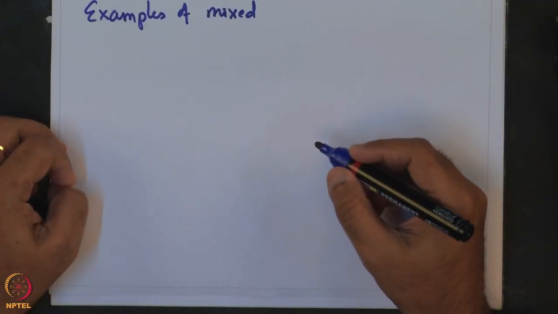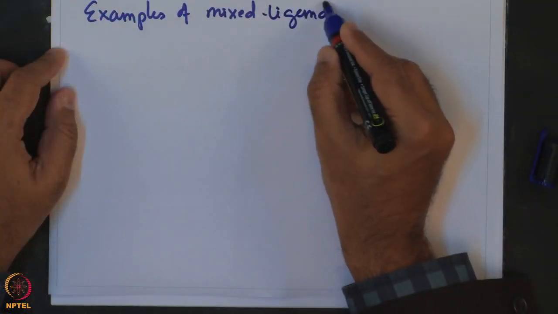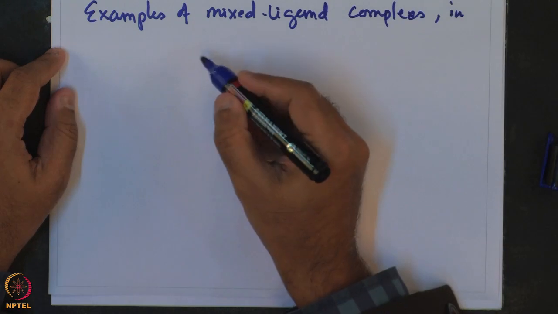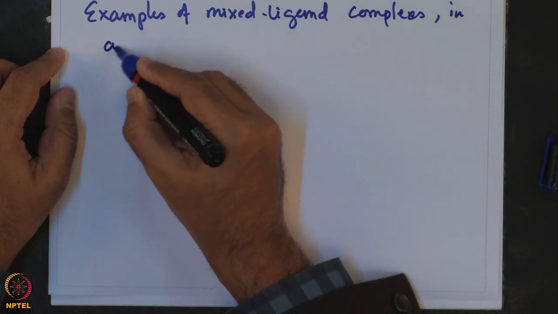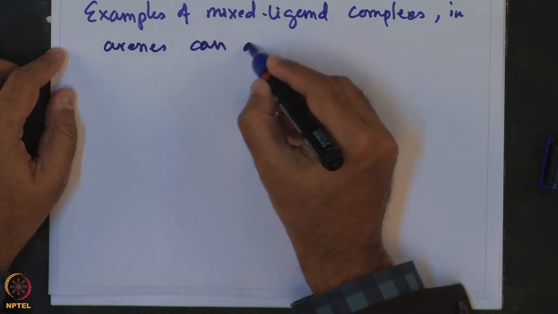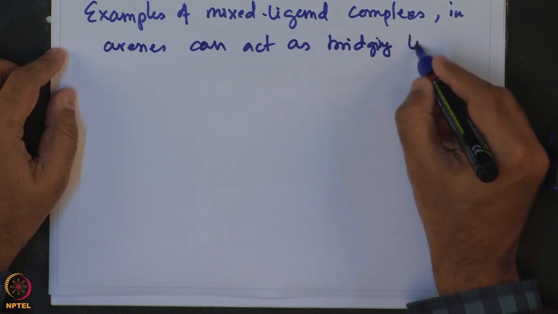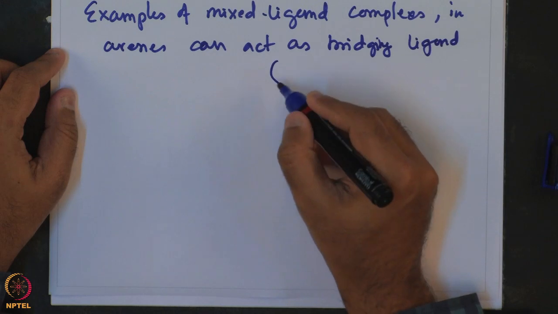Now, the conventional binding of these arene and cyclopentadienyl ligands in these transition metal complexes involved arene binding in a eta 6 fashion and cyclopentadienyl ligand binding in a eta 5 fashion, being the prominent method of binding. However, there exist examples of these mixed ligand complexes in which the arenes can act as bridging ligands, in syn and anti coordination both.